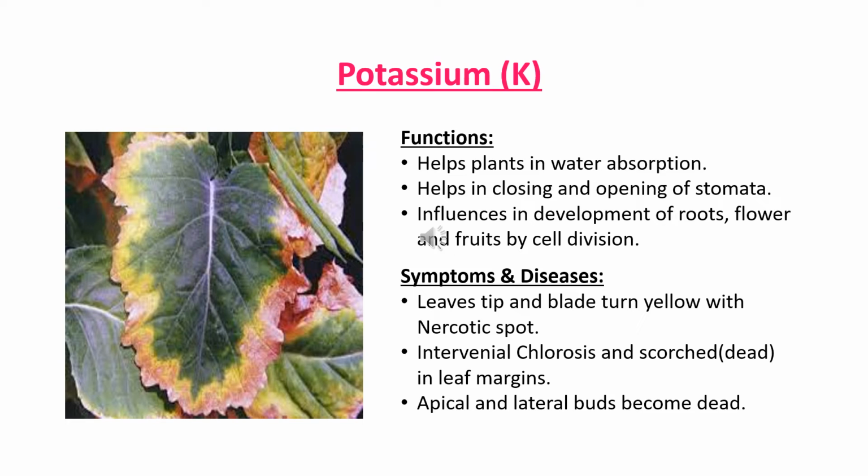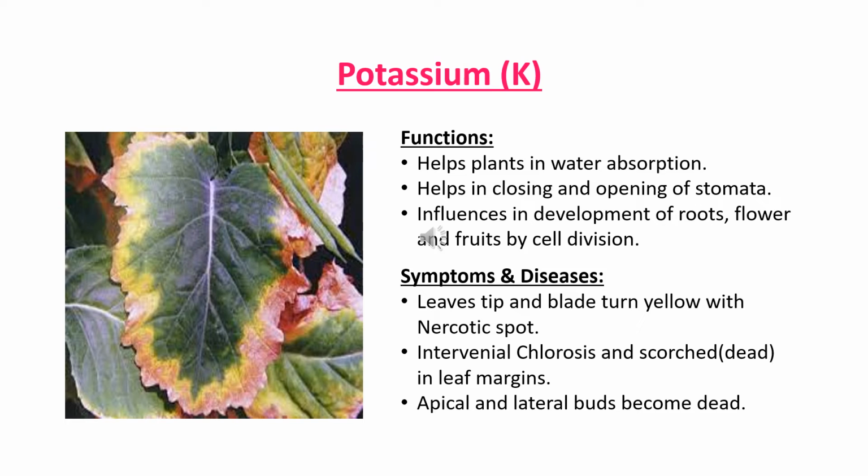How is it happening? When potassium lets the water amount in the plant be more, then the guard cells in the stomata always stay turgid. So if there is turgidity, that lets the stoma open, and more carbon dioxide can enter and more food can be produced by photosynthesis. In this way it is helping. And when the amount of water is less, it also closes the stoma, and no more water can evaporate through the stomata. Another important function: it influences development of roots, flowers, fruits by cell division.